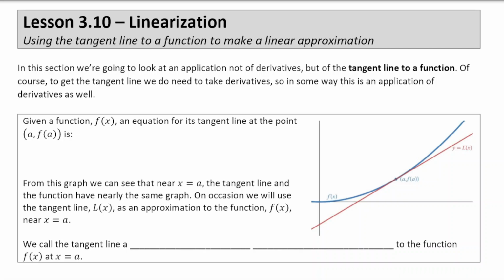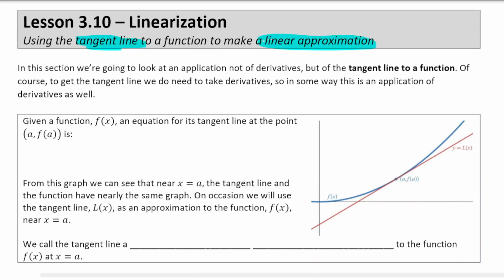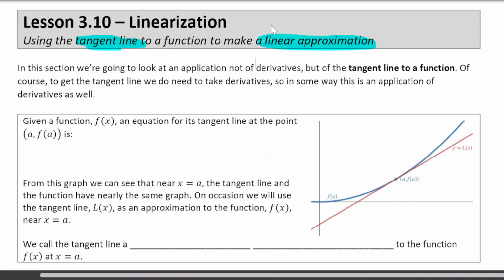This is lesson 3.10 on linearization. We're going to be using a tangent line to make a linear approximation to a function at a certain point. This is a really useful tool because oftentimes the functions we're dealing with are quite complicated or challenging to evaluate at certain points.